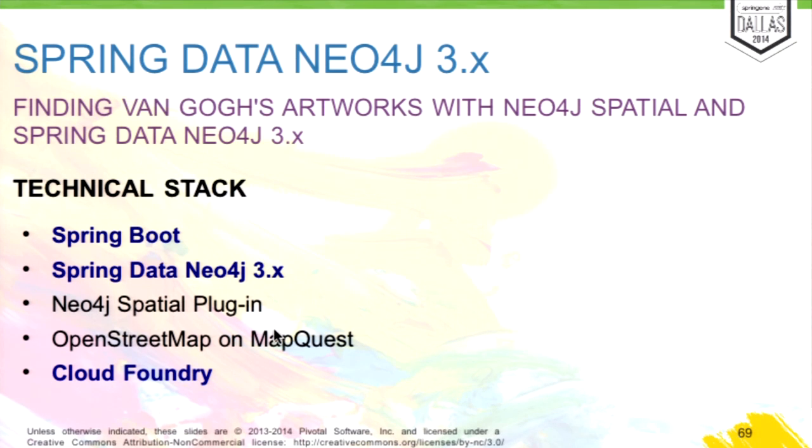This is the technical stack that we decided to adopt. Spring Boot, which we introduced some days ago, shows how easy it is to bootstrap our application with no configuration. Then, of course, we have the Spring Data Neo4j component through which we can access the database, and the Neo4j spatial plugin that allows us to execute spatial queries on the database. Then we have OpenStreetMap on MapQuest just to render on the screen the map where the museums are located.